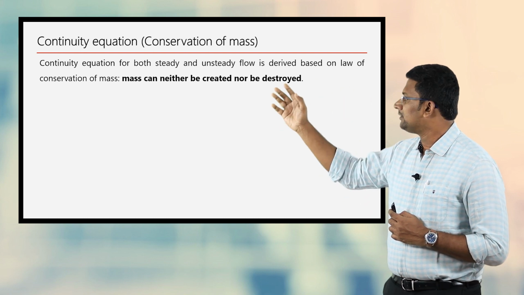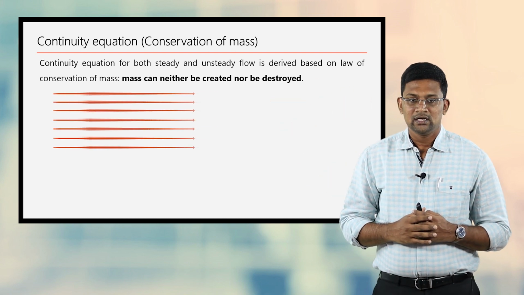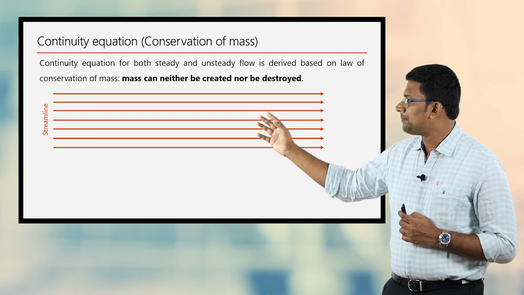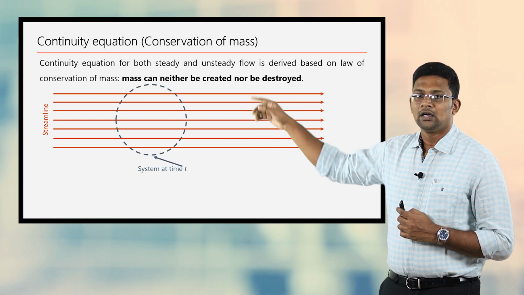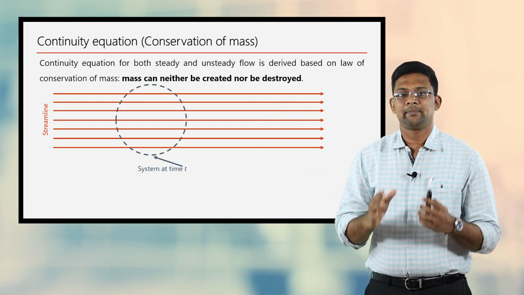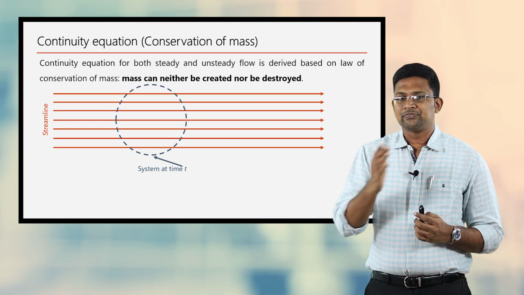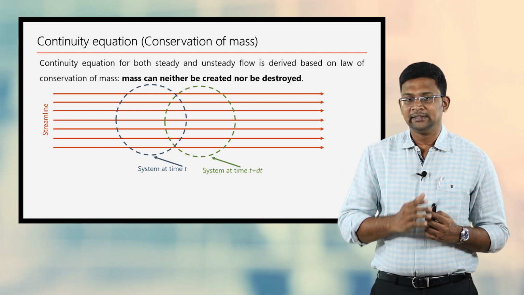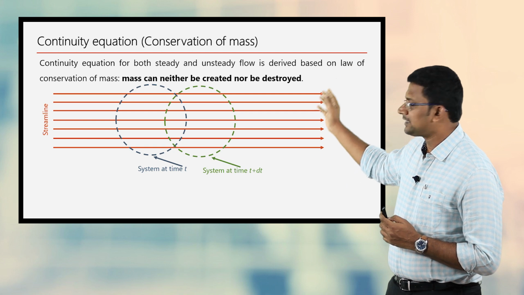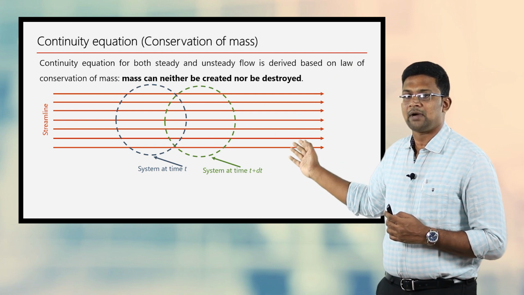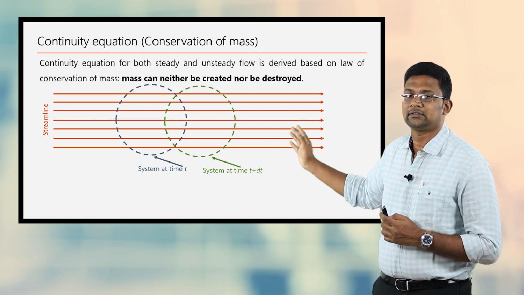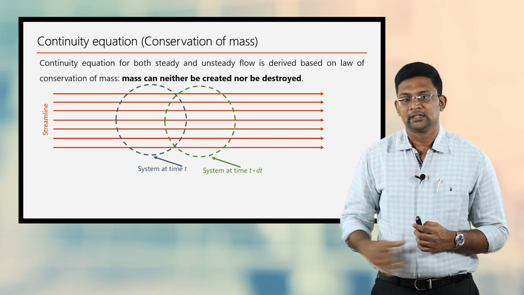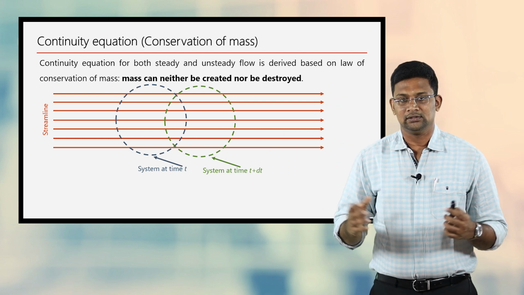Consider a streamline like this. Now, this is the system at time t. The blue circle represents the system at time t. Now, after some time, say time dt, we are drawing the same system. So this is the system after some time, at time t plus dt, represented by the green circle.